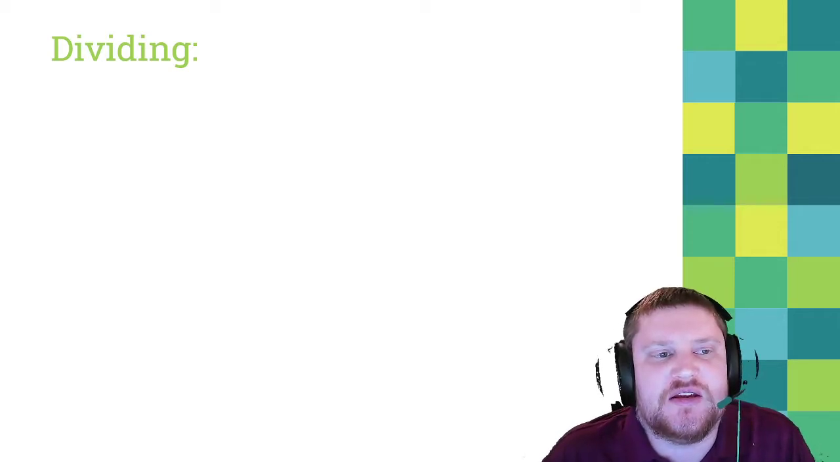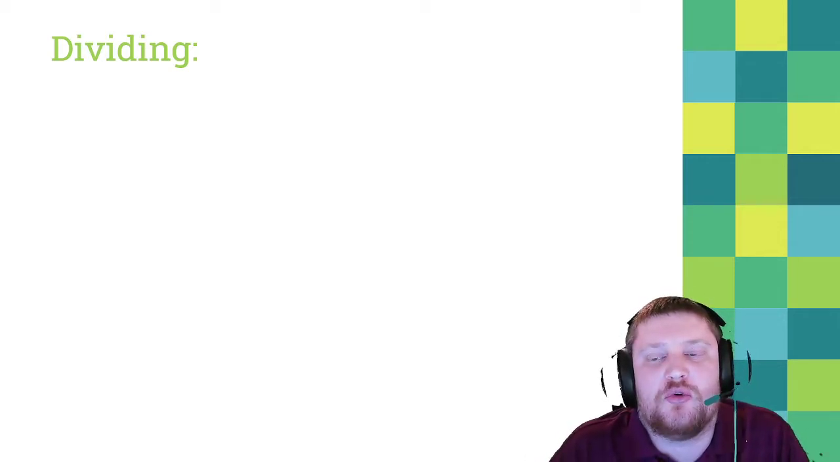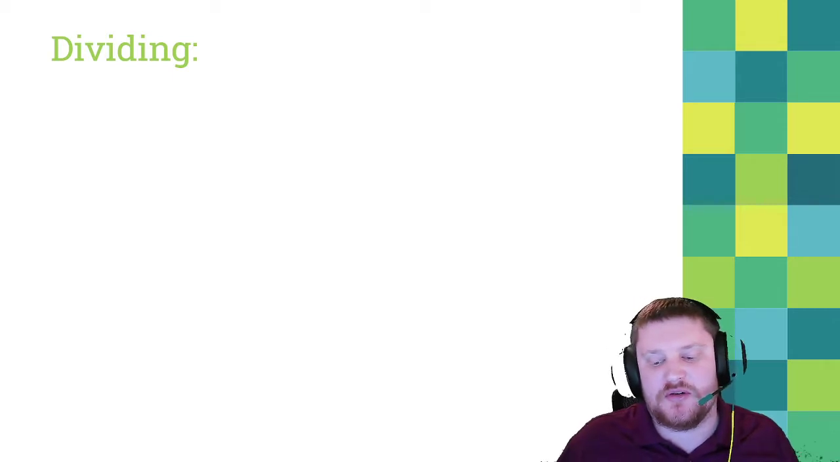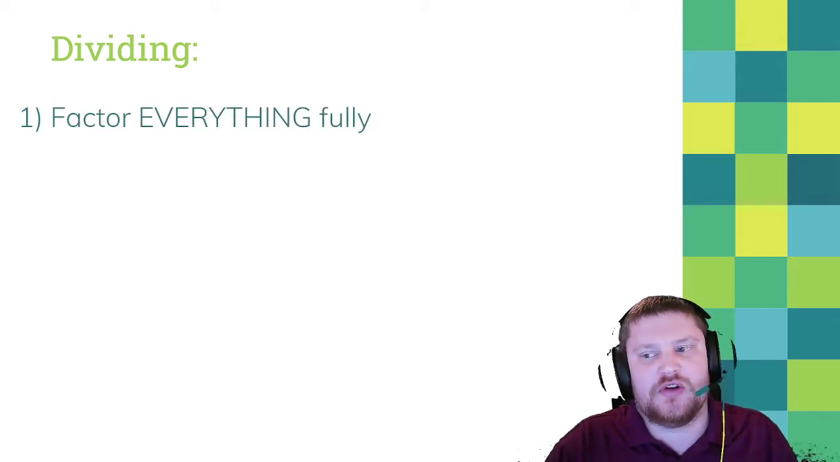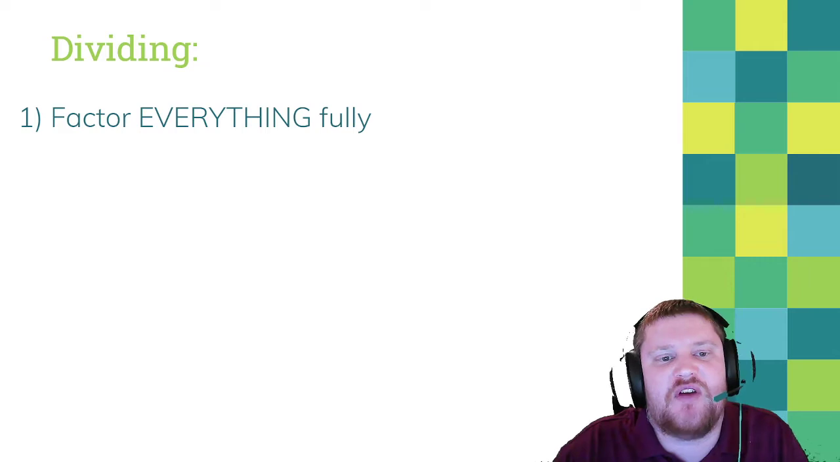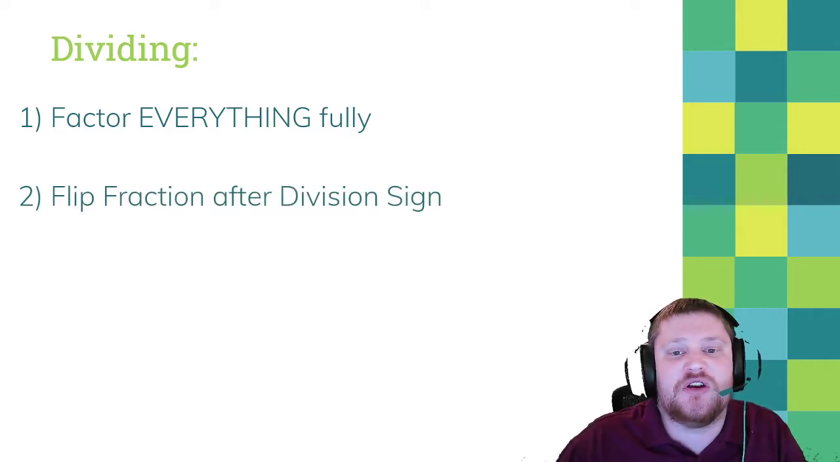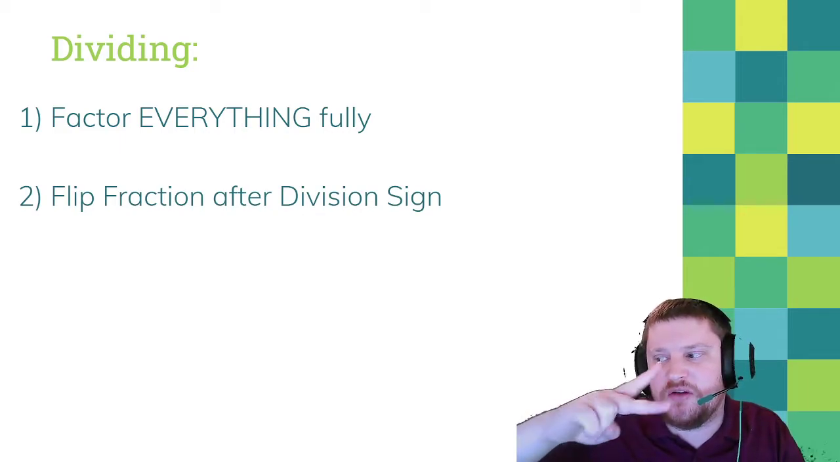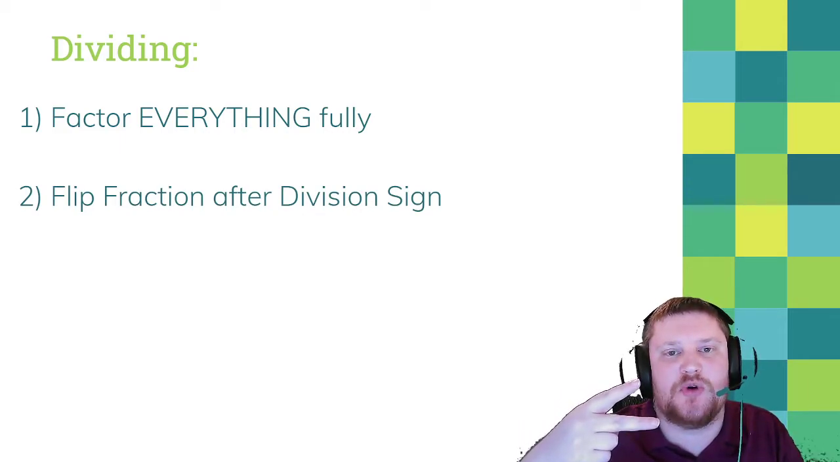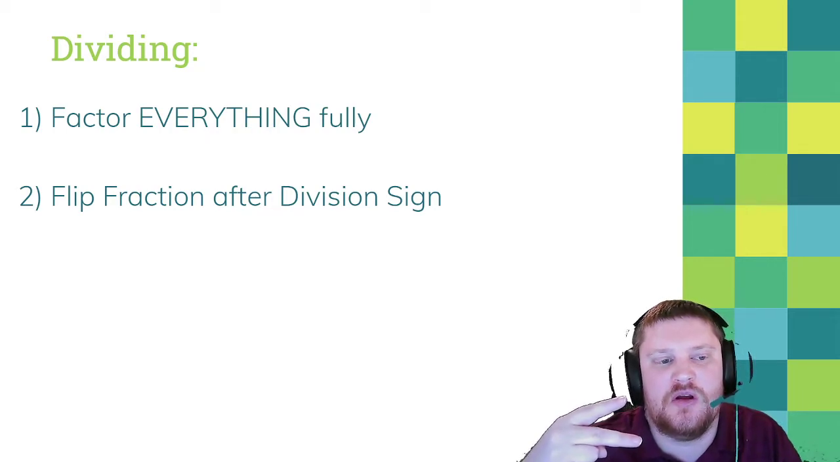So, with dividing, there is only one step that is different than the others. So, our first step, just like before, is to factor everything fully, factor it out completely. Our second step is where there's a difference. The fraction that comes after the division sign, you're going to flip it. You're going to take the reciprocal, is the technical term. What that means is what was on top is going to go to the bottom, and what was on bottom is going to go on to the top.